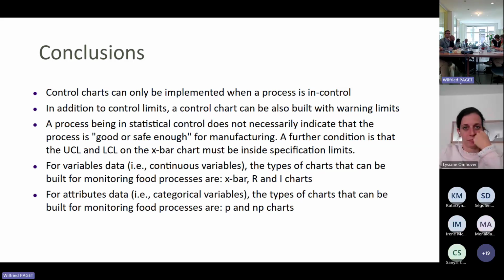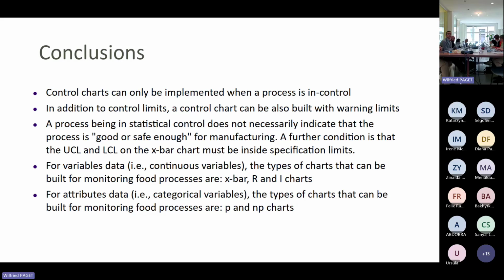For variables data, these are continuous variables, the types of charts that can be used for monitoring food processes are the X-bar, the R chart, and I charts. For attributes, that is categorical variables, the types of charts that can be used for monitoring food processes are the P and the NP charts, according to the sample size.